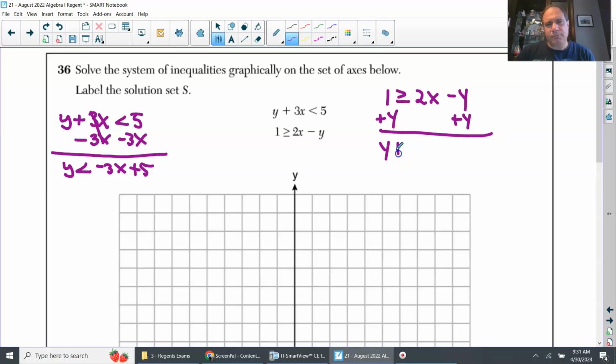Then I have y plus 1 is greater than or equal to 2x. Then you subtract 1 on both sides. This is y is greater than or equal to 2x minus 1. You have your y equals mx plus b format, not equals, but the inequality, you know what I mean. It's in the right format. Now you can grab your calculator.